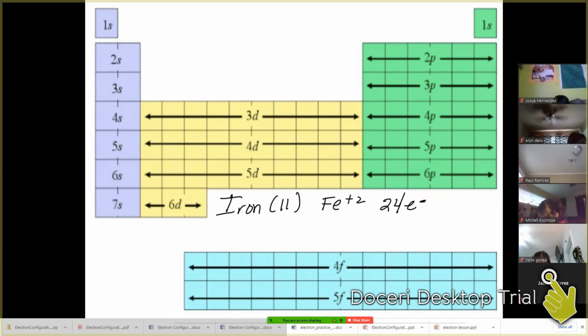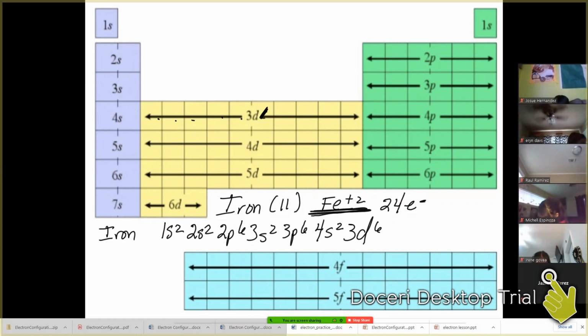So if I start off with iron: 1s2, 2s2, 2p6, 3s2, 3p6, 4s2, and then 3d6, because it's right here. So that would be iron, but whenever it becomes an ion, it loses two electrons. It does not lose those from the d. It loses those from the s, because this 4s2 is its valence electrons. So that's what gets lost.